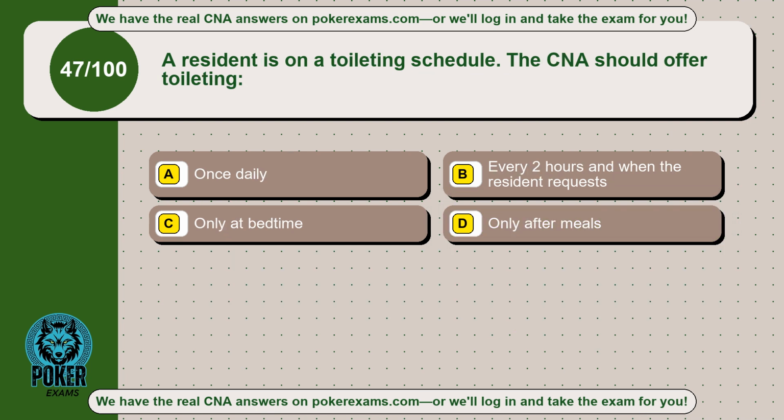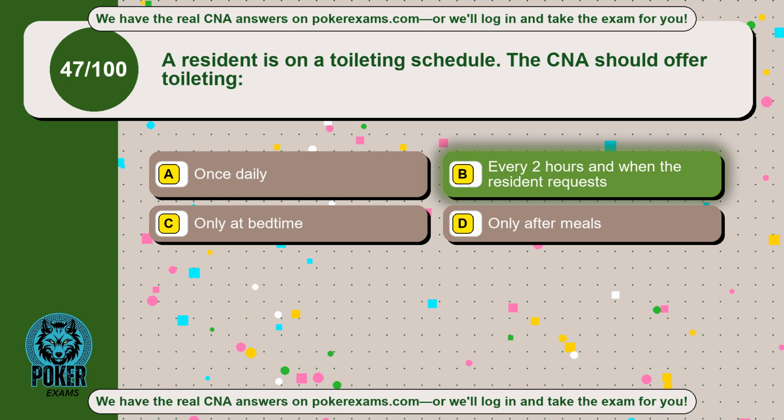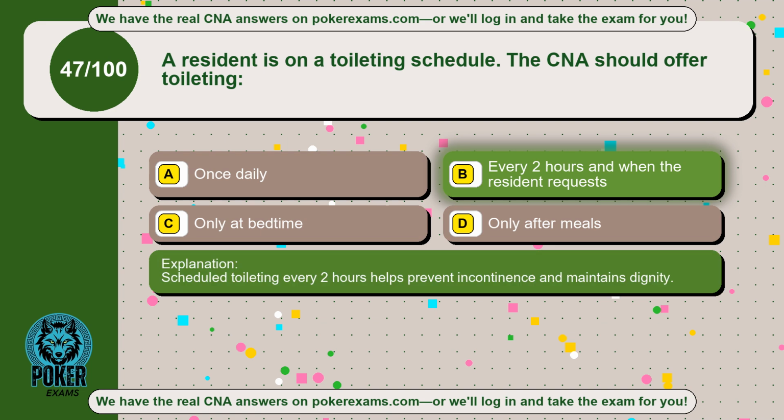Question 47. A resident is on a toileting schedule. The CNA should offer toileting. Option A, once daily. Option B, every 2 hours and when the resident requests. Option C, only at bedtime. Option D, only after meals. The correct answer is option B, every 2 hours and when the resident requests. Scheduled toileting every 2 hours helps prevent incontinence and maintains dignity.